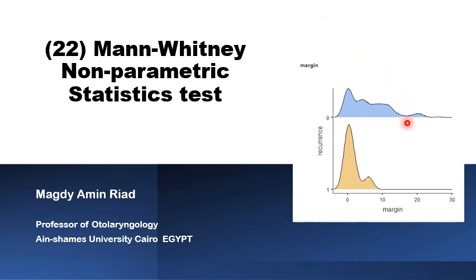The Mann Whitney test is a non-parametric statistics test that can be an alternative to the t-test for independent samples if the normality of the data distribution in the two groups to be compared is not confirmed.